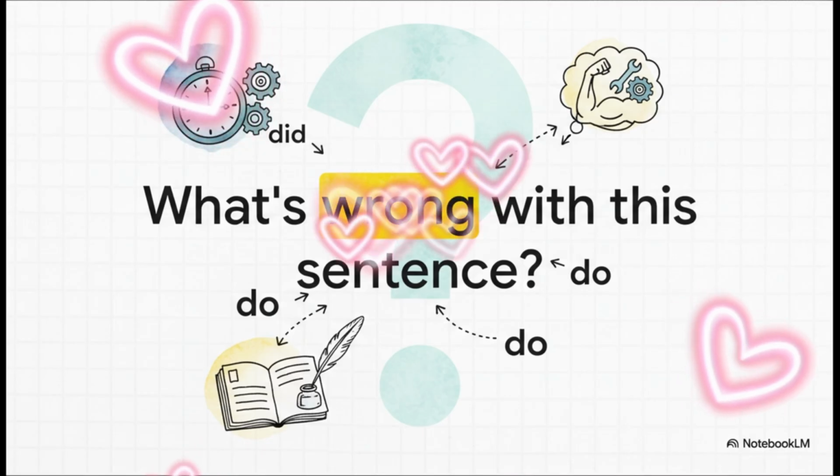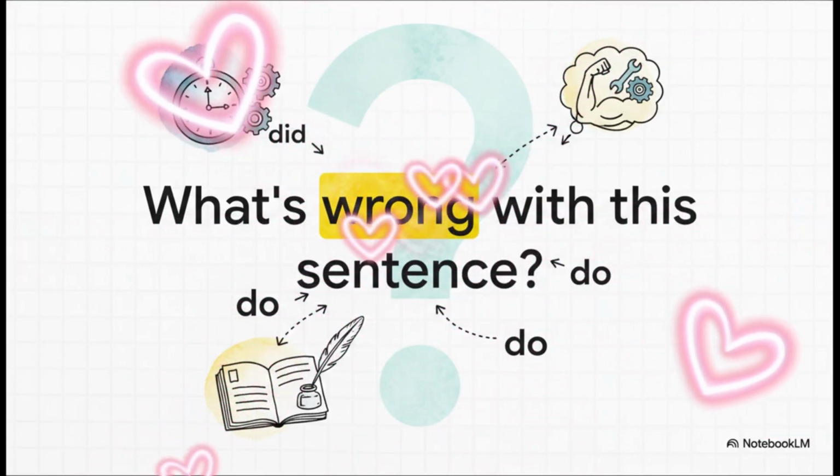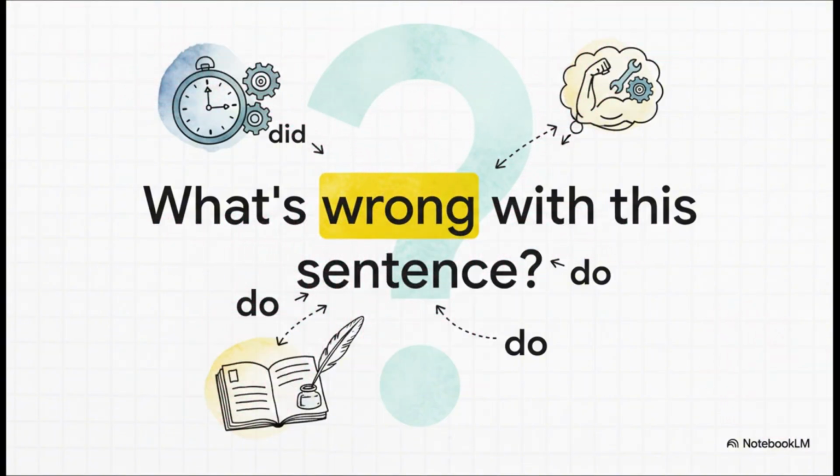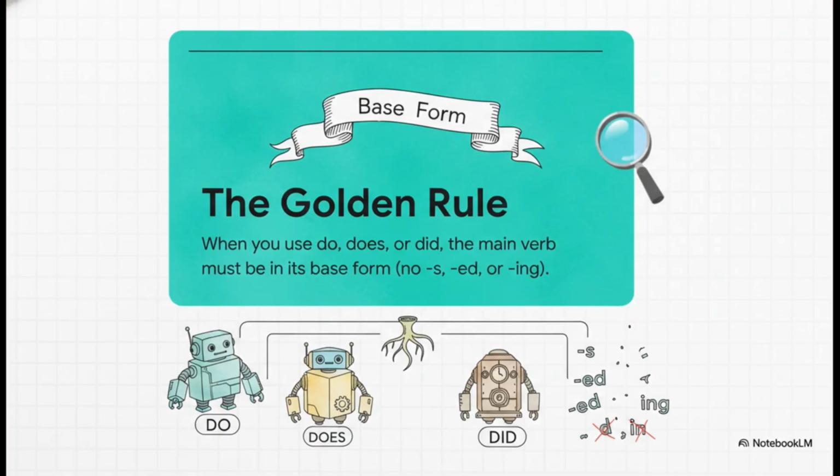Well, it all comes down to three little words that do a lot of work in English: do, does, and did. Let's break down exactly what's happening. To fix this mistake forever, you really only need to remember one single thing. We're gonna call it the golden rule. And here it is, super simple.